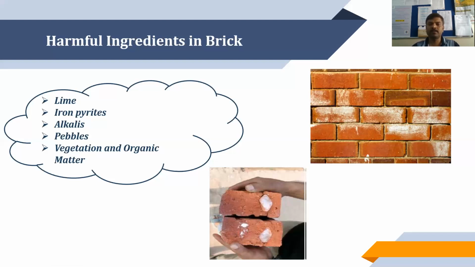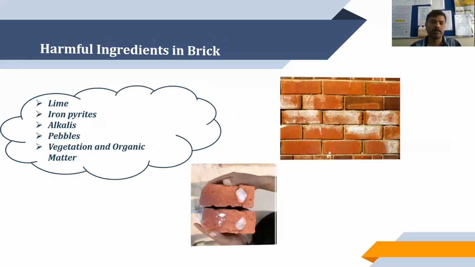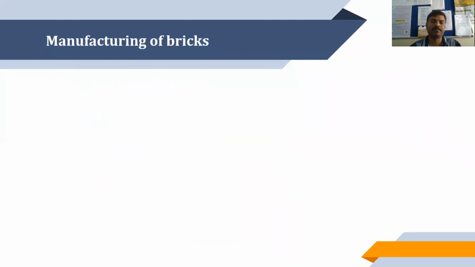In the next figure, we are seeing that there is a white color pebble embedded in the brick. That makes the brick brittle. The brick is not able to sustain or take the required load during the masonry.